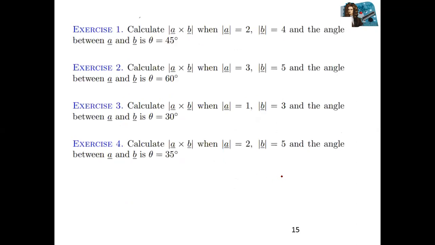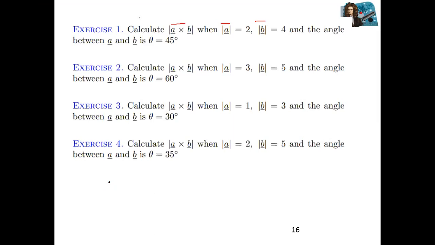You can calculate these. Just one first example, then I think it's enough for today. We have A cross B. Calculate A cross B when the A magnitude is given, the B magnitude is given, and the angle is given.